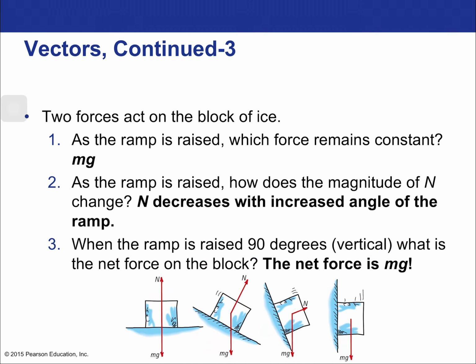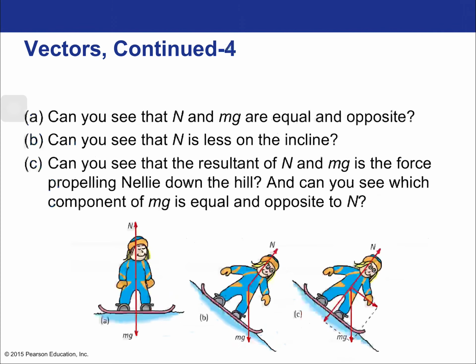And then when the slope is just a straight up wall, well, in this case, the net force is just mg. There is no normal force anymore. The wall might as well not even be there. It's just free fall, right? So can you see that N and mg are equal and opposite, right? That's a yes. Absolutely, because that's the level ground.